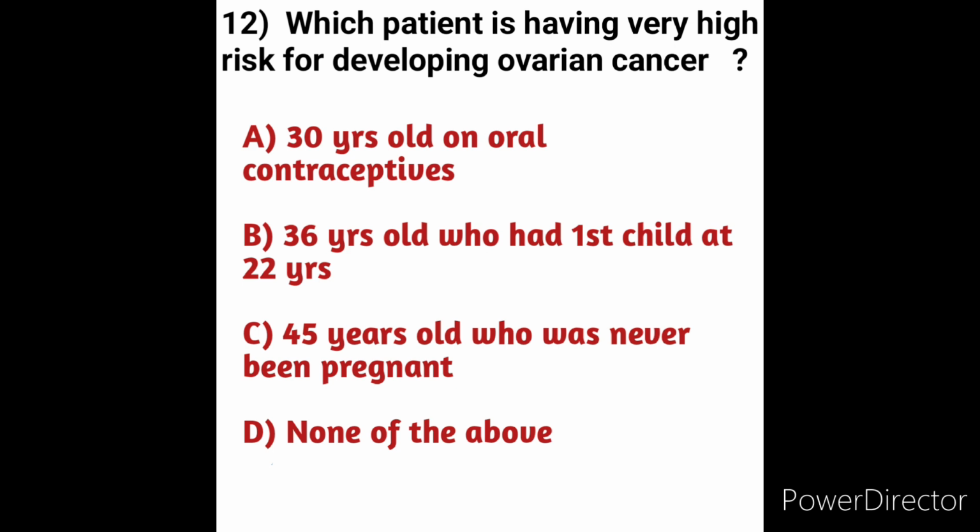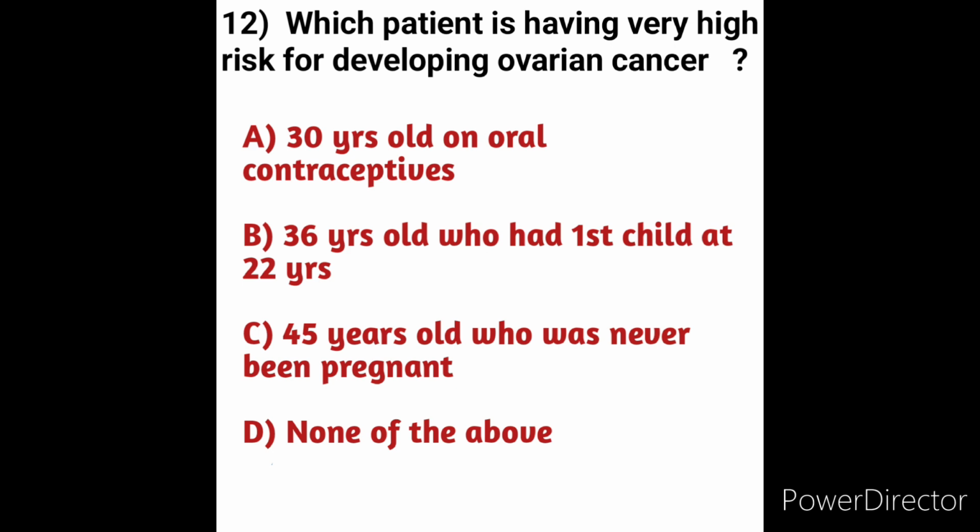Which patient is at very high risk for developing ovarian cancer? Which age group of people is at risk for developing ovarian cancer? We will see the options here. Option A, 30 years old and on oral contraceptives. Option B, 36 years old who had her first child at 22 years. Option C, 45 years old who has never been pregnant. Option D, none of the above.